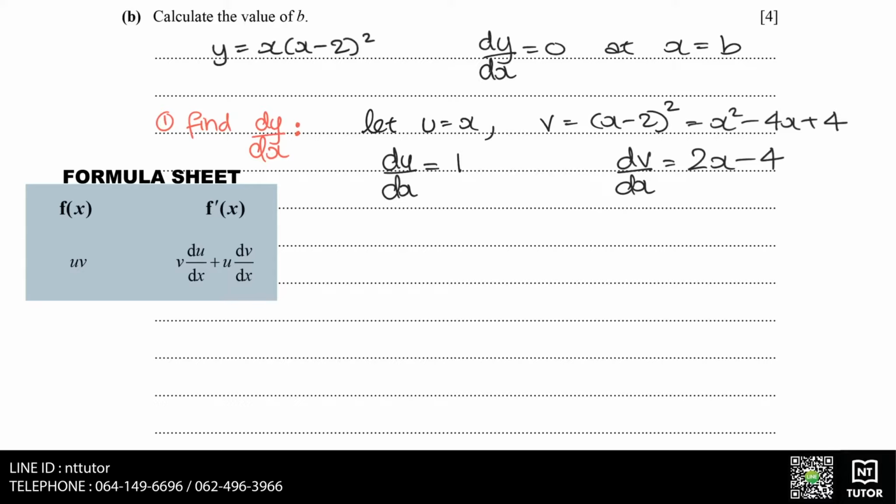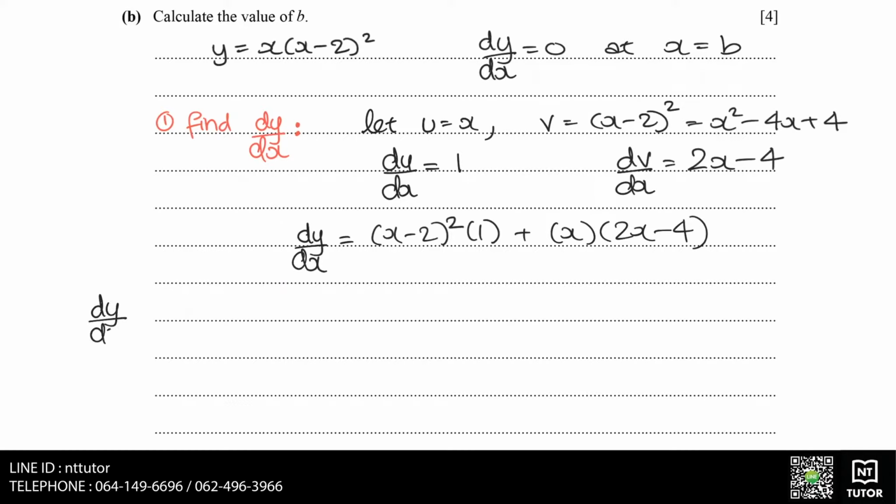Some of you may find it easier if you expand the brackets first, then differentiate, or you can also use the chain rule to differentiate (x minus 2) to the power of 2 directly. So using the product rule, we will have dy over dx equals v times du over dx plus u times dv over dx. This gives dy over dx equals 3x squared minus 8x plus 4.